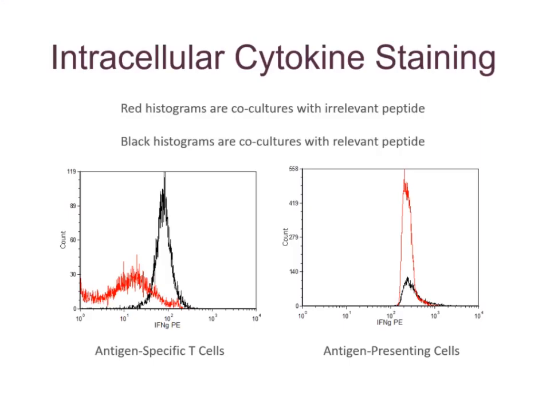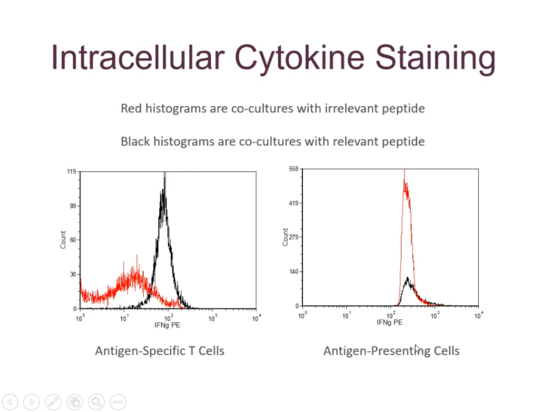It was kind of a neat experiment. The red histograms here are co-cultures with an irrelevant peptide included, and the black histograms were with the peptide that the T cells actually recognized. Using the CD8, we were able to analyze the antigen-specific T cells specifically and show that the fluorescence had shifted to the right when stained with interferon gamma.